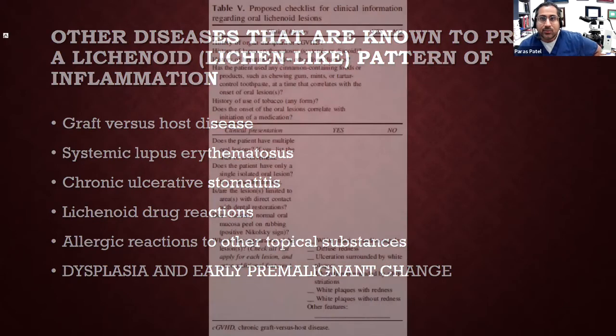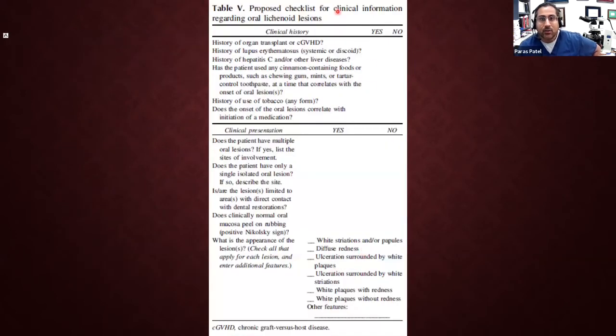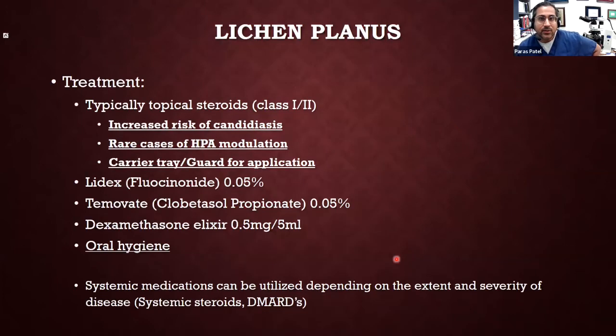And that's why there's this proposed checklist from a couple of years ago, a big publication in one of our oral surgery, oral pathology, oral radiology journals. And they talk about the things you need to look for clinically and the presentation that can help the pathologist in making sure that the patient is getting the adequate diagnosis.